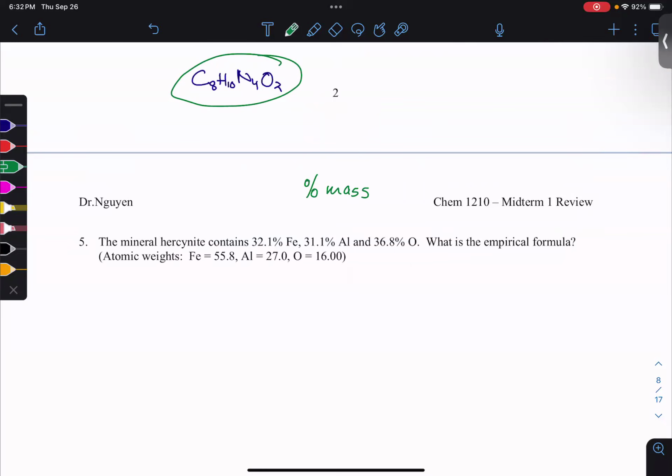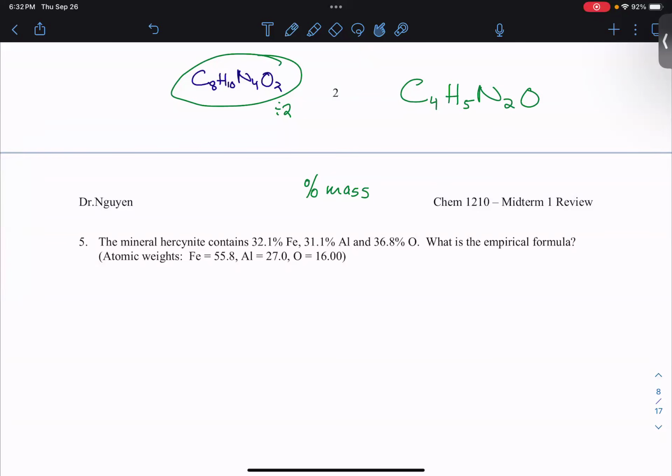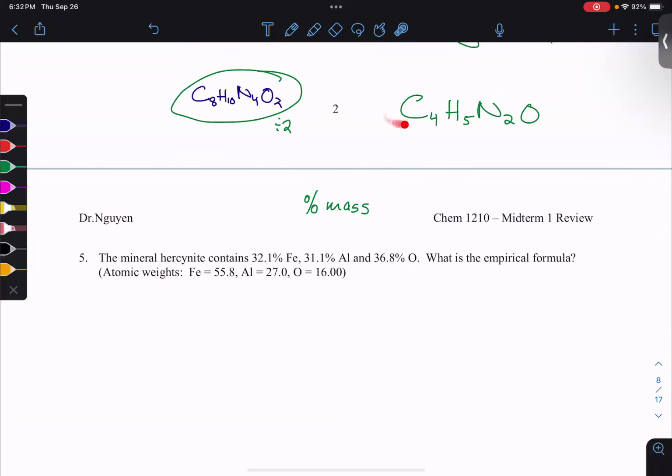Yes. Yeah, so if we simplified this, if you look at those subscripts, you can see, oh, you can divide all of them by 2. So the empirical formula is C4H5N2O, and no, I can't do simple math. What is it? 5, okay. Nitrogen, 2O, that's it. All right, so that is the empirical formula of caffeine. If I gave you the percent composition data of caffeine, all you could calculate is the empirical formula.